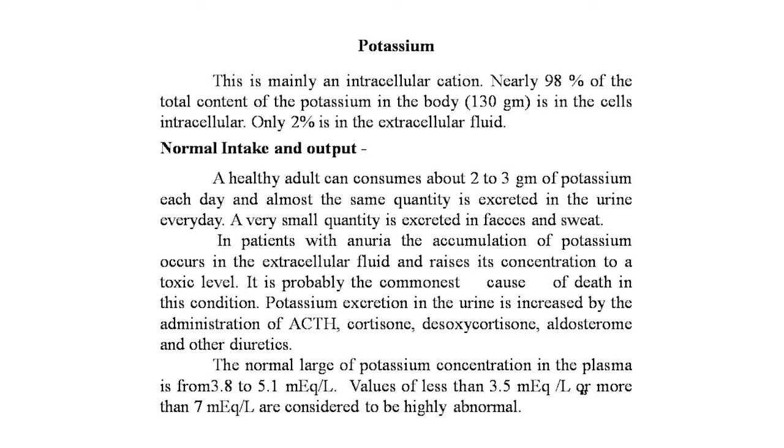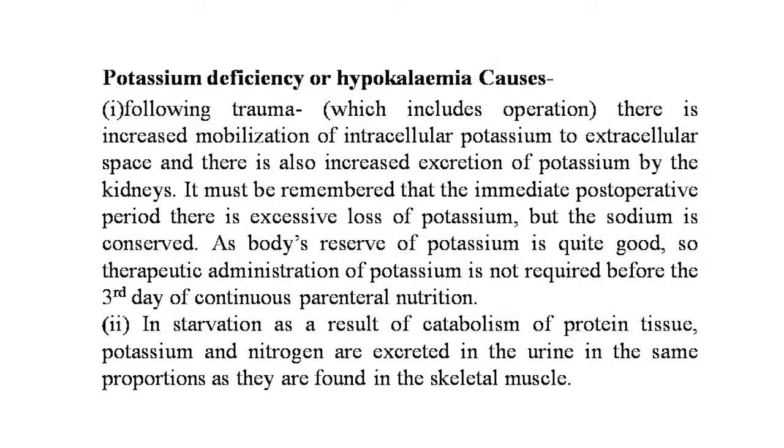Potassium excretion in the urine is increased by the administration of the ACTH, cortisone and deoxycortisone, aldosterone and other diuretics. The normal range of the potassium concentration in the plasma is from 3.8 to 5.1 milliequivalent per liter. Values of less than 3.5 milliequivalent per liter or more than the 7 milliequivalent per liter are considered to be highly abnormal.